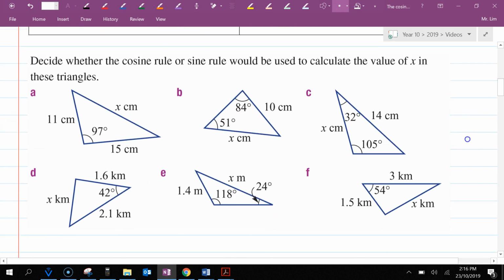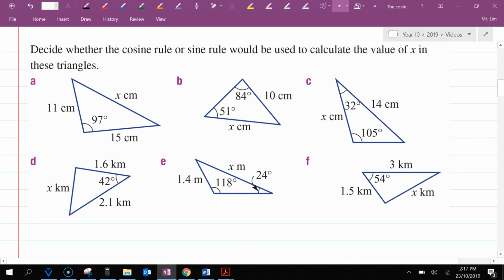So, I'm going to get you to pause the video here, see if you can answer these 6 questions, whether you need to use the cosine rule or the sine rule to calculate the value of x. Alright, let's come back together.